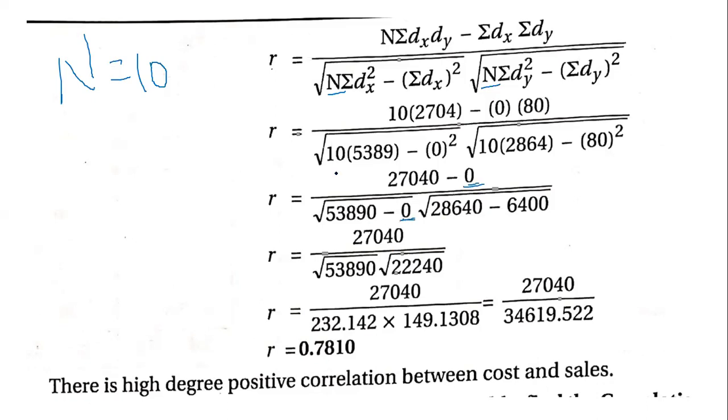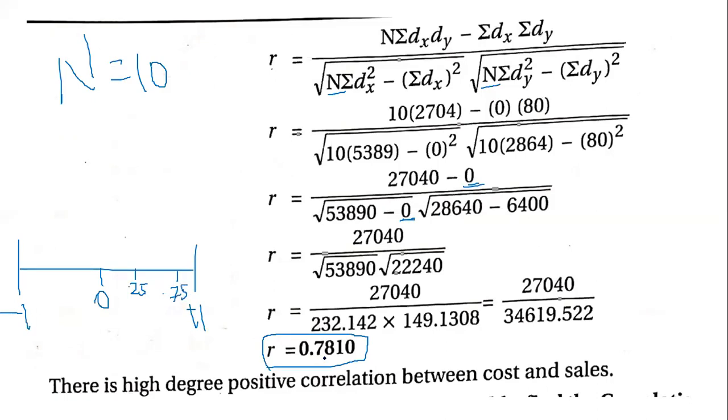So now we have got the major numbers. Simplify them and get the correlation coefficient value, that is r is equal to 0.7810. Now let us interpret this. Again plus 1, minus 1, 0. So the major bandwidth is 0.25 and 0.75. Now where is the value? 0.78 it is. So which means these values are on after 0.75.